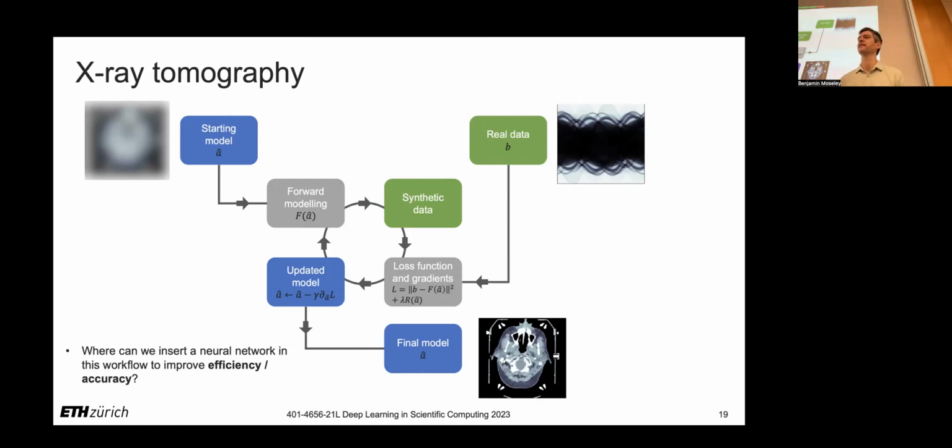The obvious one is to replace the model by a neural network. Replace the model, yeah. And the updated model is just the stochastic gradient descent step. And in this case, we have synthetic data, so it might be a good idea to use a GAN, to do a game theory type of training.